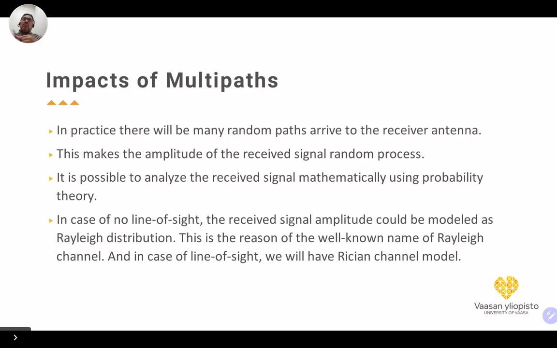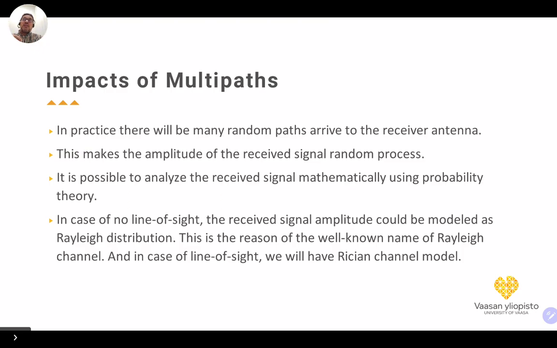But due to these many multipaths, when they are added together, and those paths have, as I said, uncertainty or a random process, the accumulation of those paths will make the amplitude of the received signal a random variable, and it will follow what is known as the Rayleigh distribution. It can be proved mathematically, not that hard to prove, that it has a Rayleigh distribution. And you might have read or heard about the Rayleigh channel. So the Rayleigh channel means a multipath channel without line of sight.